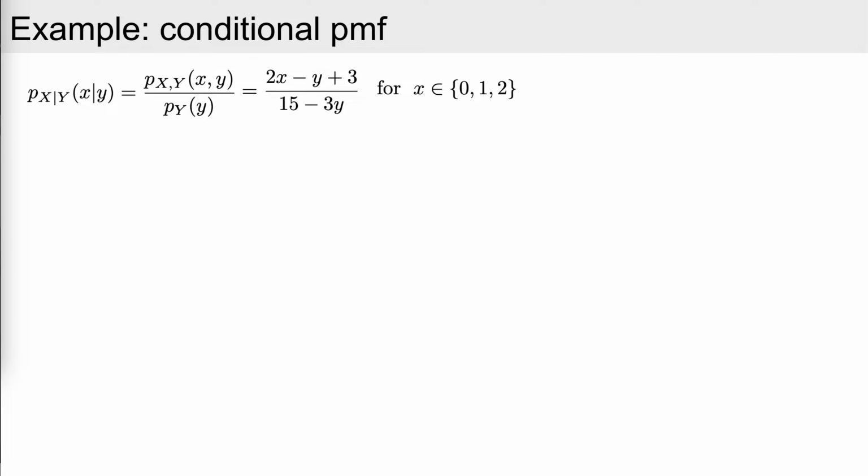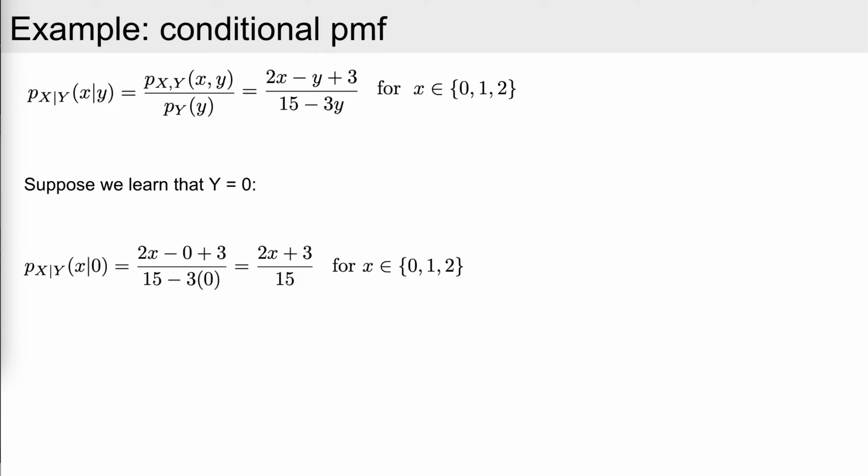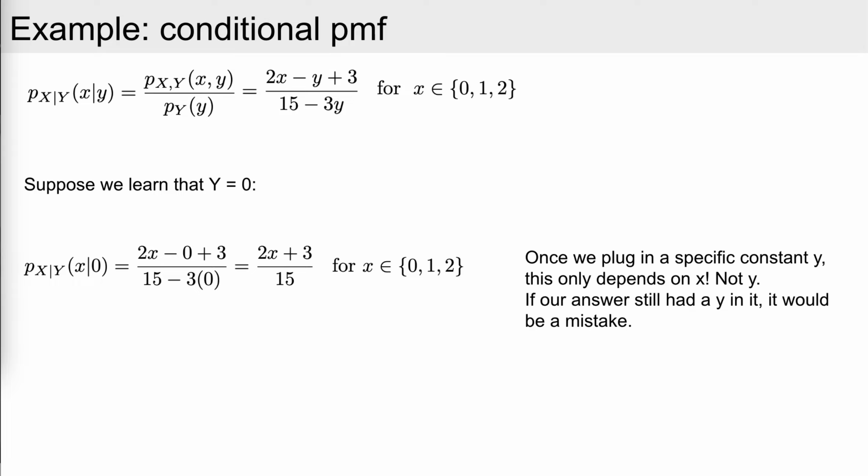We can use this formula to obtain a more specific conditional PMF of x for any specific value of y. For example, if we learn that y equals 0, then the conditional PMF of x is obtained by plugging in y equals 0. After simplifying this equation, we're left with (2x plus 3) divided by 15 for x in 0, 1, or 2. It's important to notice here that our conditional PMF of x given this specific constant y, here y equals 0, only depends on x, not y. If our answer still had a y in it, it would be a signal that we made a mistake somewhere in our calculation.